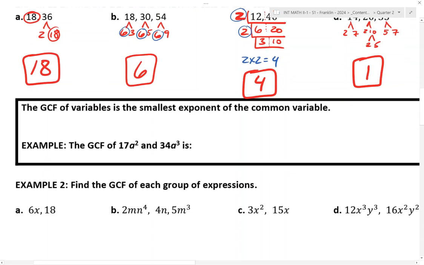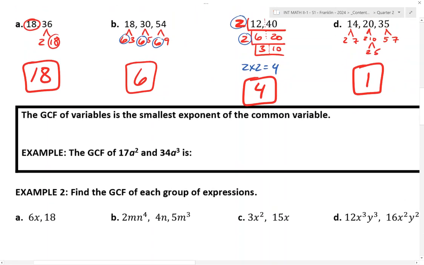Now, if you have variables with exponents in the mix, it might seem more challenging, but actually it's a little easier. So the GCF of a list of variables is just the smallest exponent on that common variable. So let's look at an example. The GCF of 17a squared and 34a cubed is what?